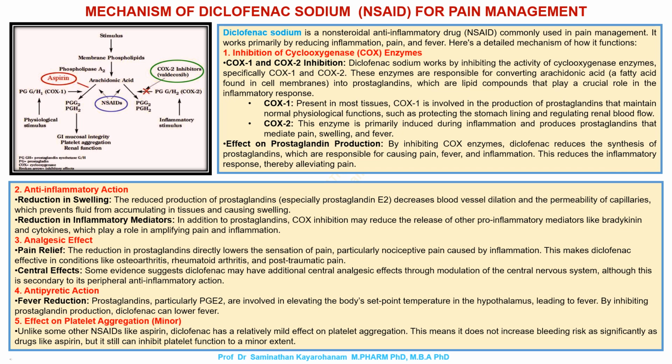The reduced production of prostaglandins, especially prostaglandin E2, decreases blood vessel dilation and the permeability of capillaries, which prevents fluid from accumulating in tissues and causing swelling. Reduction in inflammatory mediators: in addition to prostaglandins, COX inhibition may reduce the release of other pro-inflammatory mediators like bradykinin and cytokines, which play a role in amplifying pain and inflammation.